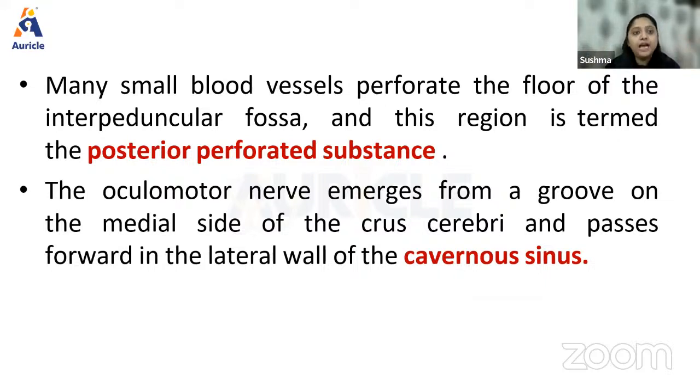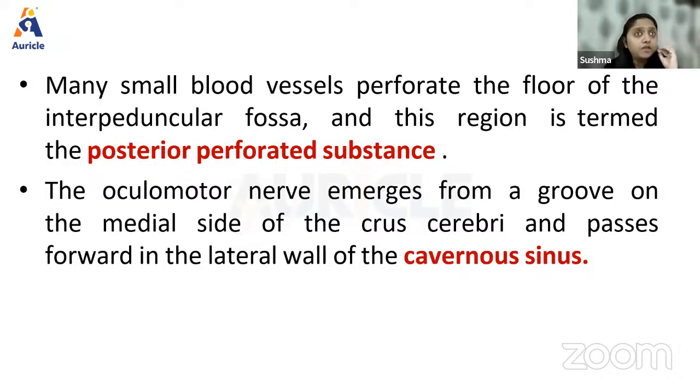That is why we have these structures called perforated substances, in which you actually have small fenestrations, small perforations through which the arteries enter. They go deeper and they supply the deeper structures. Understanding? In the interpeduncular fossa, I have the posterior perforated substance, through which the posterior cerebral artery perforates, goes deeper and supplies the structures.